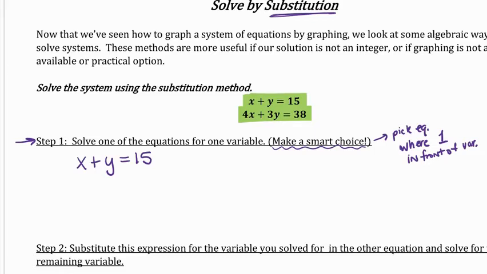Okay, so let's say we're going to solve for y. That means I'm going to subtract x on both sides. And then we end up with y equals, and you can write this as 15 minus x, or if you want to do negative x plus 15, that's fine. But there I've accomplished my first step. I took one of the equations, I solved for one variable.